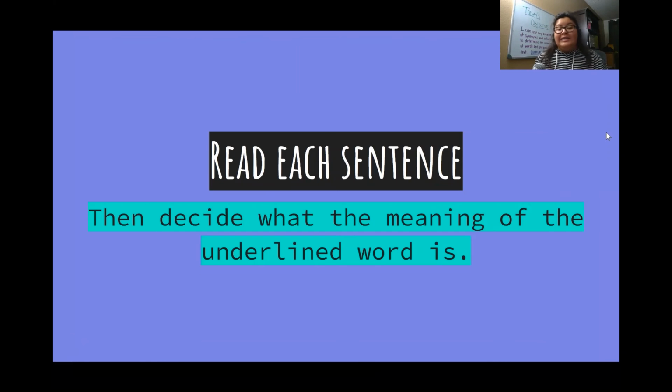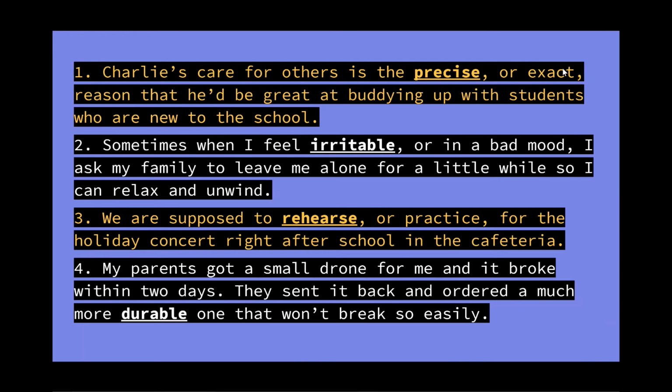All right, so in this extra practice, you're going to do the same thing. You're going to read each sentence and then decide what the meaning of the underlined word is. All right, you're going to write it all in your graphic organizer. So let's look at our sentences. Here are our sentences. Remember, we're looking for the meaning of the underlined word, all right?